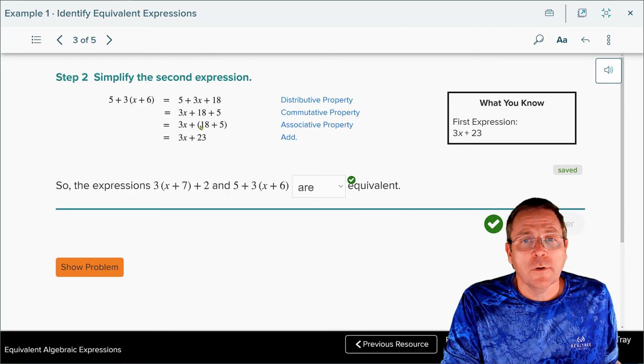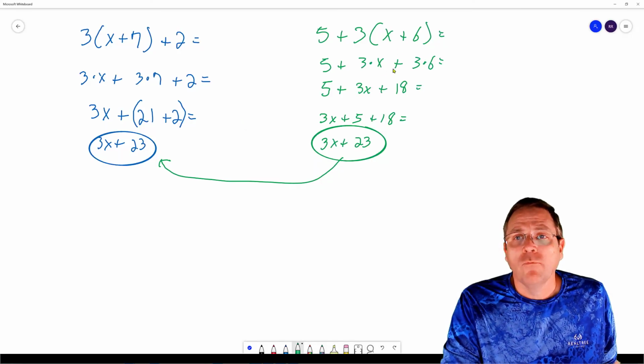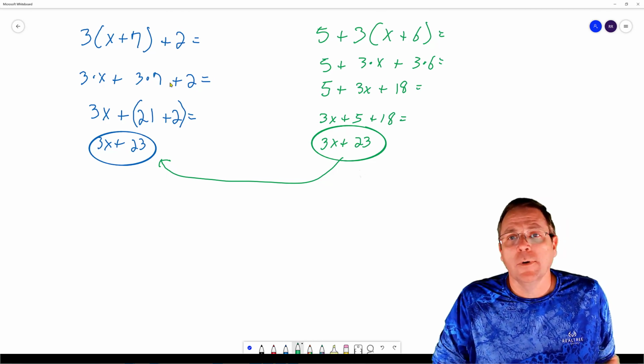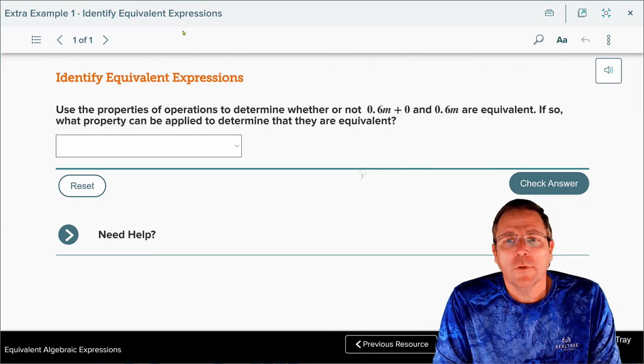This is the supporting work the textbook gave, but they're not really showing you how they distributed. I really think it's important to put this line in here showing how the distributive property actually happened on this problem. That is where we're going to stop for part 1 of this lesson.